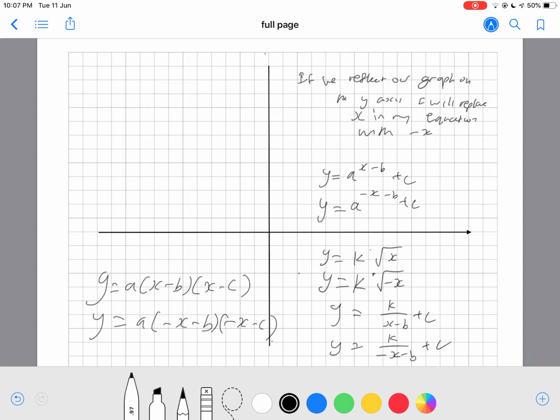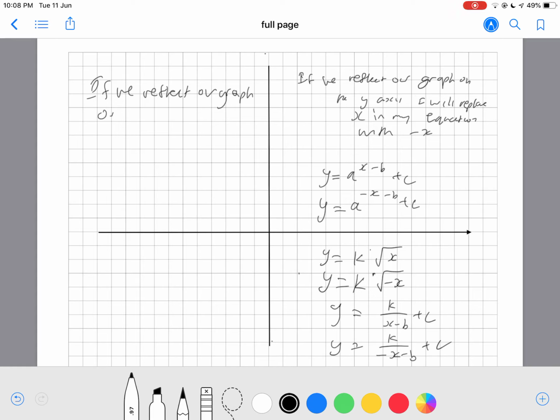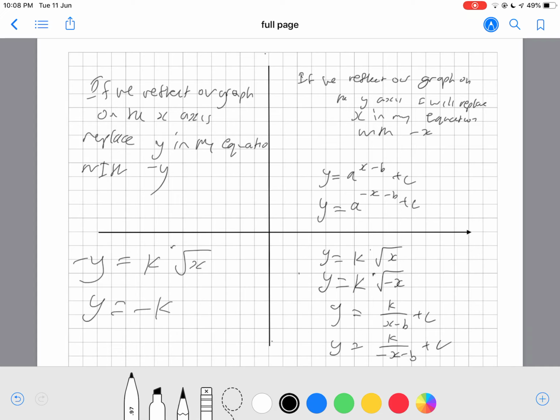However, if we're going to reflect our graph in the x-axis, that would be a bit different. If we reflect our graph on the x-axis, replace y in my equation with negative y. So for example, we have negative y equals k times square root of x. All you're doing is moving the negative to the other side. We'll say y equals negative k times square root of x. So keep in mind that it's changing from a positive to a negative.